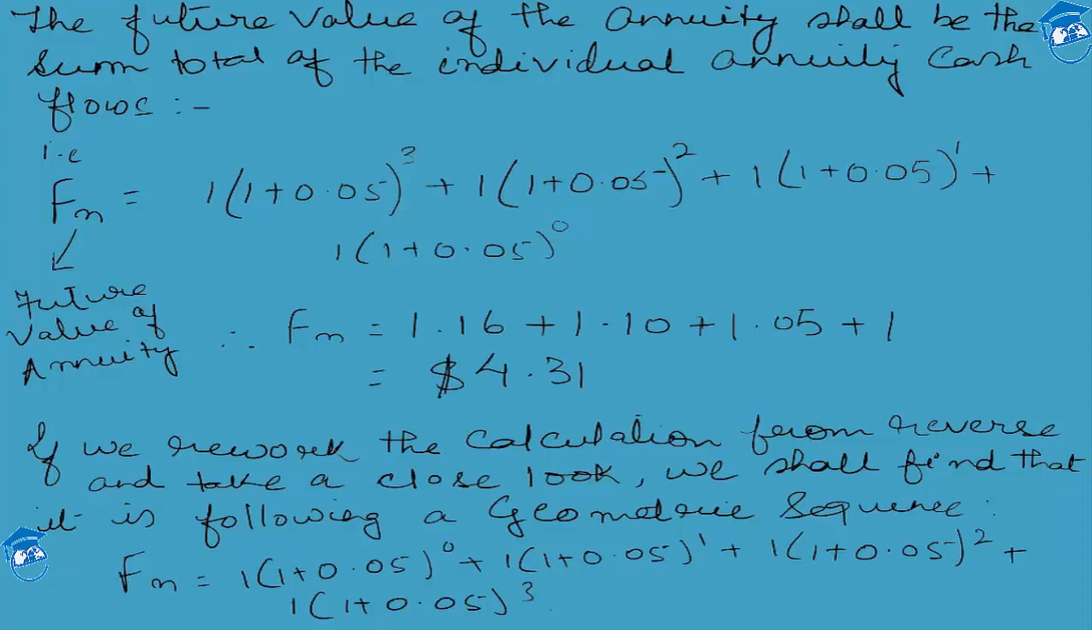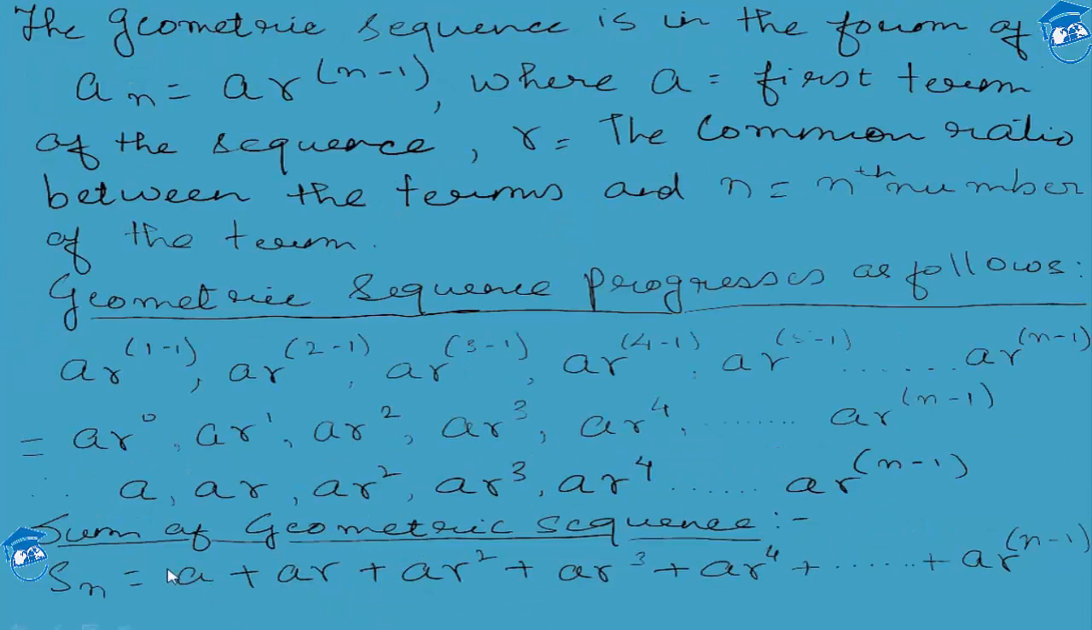The future value of the annuity is also growing in the form of a geometric sequence, wherein the first term is 1 multiplied by 1.05 to the power of 0, then 1 multiplied by (1 plus 0.05) to the power of 1, to the power of 2, and to the power of 3, and so on and so forth. Now if you compare this against the sum of the geometric sequence, you will find that there is a common pattern which both are sharing.